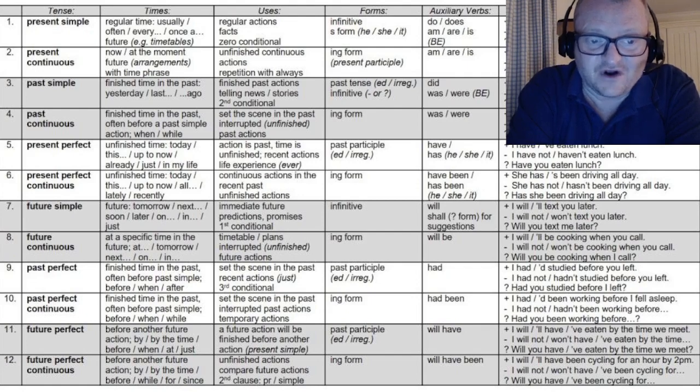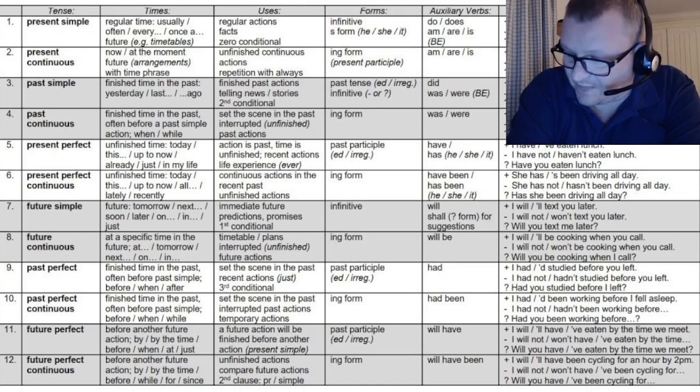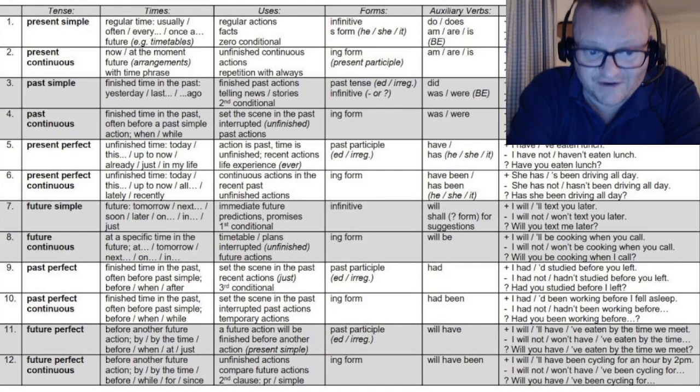Continuous tenses are for long actions, so we use them for something which continues for a while. Also continuous actions are not finished. The actions are not finished, while the other tenses, they are finished. Or some of the others.